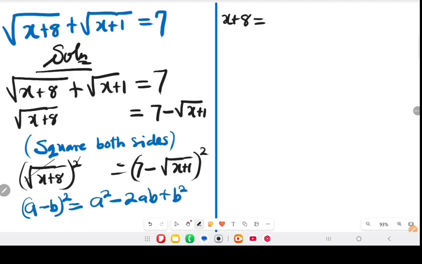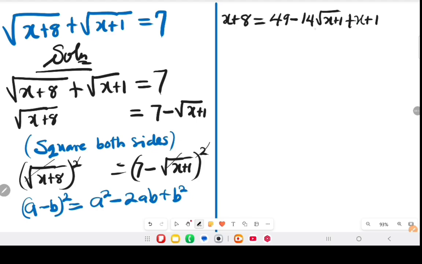When we square 7, we have 49 minus 2ab, meaning 2 times 7 times the root, which will give us 2 times 7 gives us 14, root of x plus 1. Then the last one is b squared. B squared meaning we square the root. Square, cancel the square root, left with x plus 1. Now we collect the like terms.